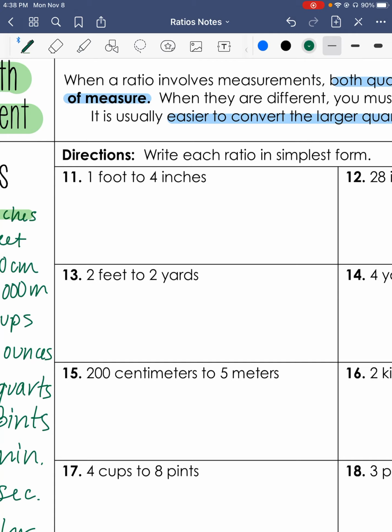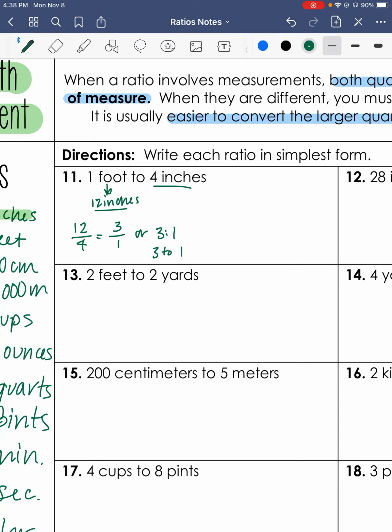So let's take the feet, and convert it to inches, and we know that 1 foot is 12 inches. Okay, so now we have 12 inches and 4 inches. So 1 foot to 12 inches is going to be 12 to 4, right? We can divide top and bottom by 4, and that leaves us with 3 over 1, or 3 to 1. So these are the different ways to write this ratio. It doesn't ask you to do that in the problem, but I just wanted to show you.